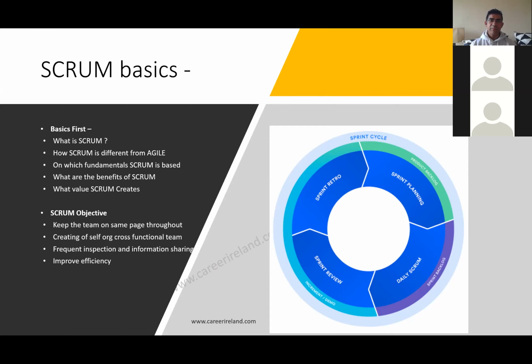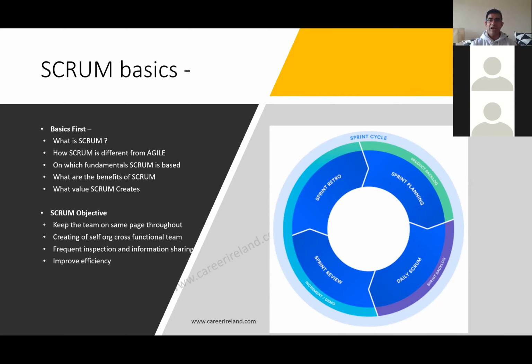Next objective is about frequent inspection and information sharing. What do we mean by frequent inspection? Frequent inspection means that whatever we are doing, we are checking it on a regular basis. We are seeing what we are delivering and what progress we are making. As we know, in Scrum, we deliver a particular iteration in a time-boxed manner, so timing is the most important part in Scrum. So when we do a frequent inspection, we inspect what we are building, what quality of things we are building, and how much time we are taking.